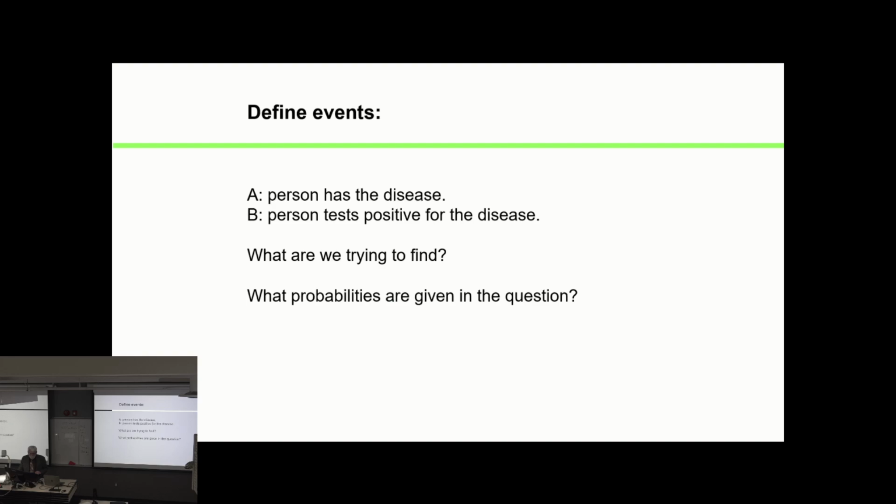And so what is it we're actually trying to find? In terms of those events, what are we trying to find? A is the person, B is the person tests positive for the disease, and we know that that person, you, have tested positive for the disease, and now we want to know what's the probability you actually have the disease. So what we want to find is, let me see if I can make this work.